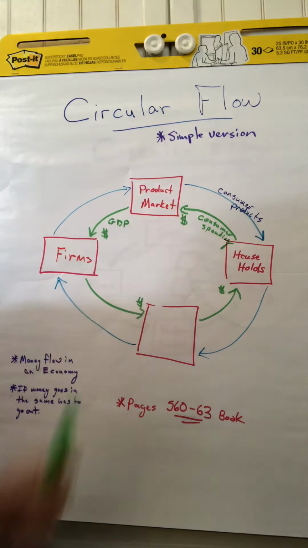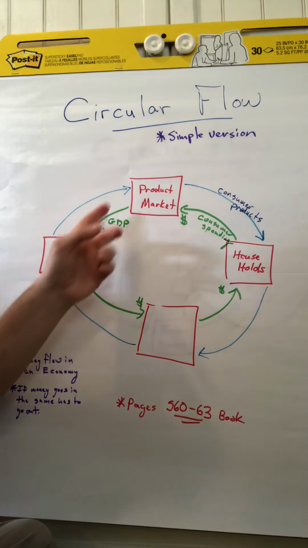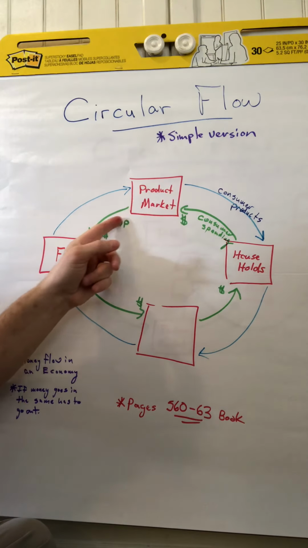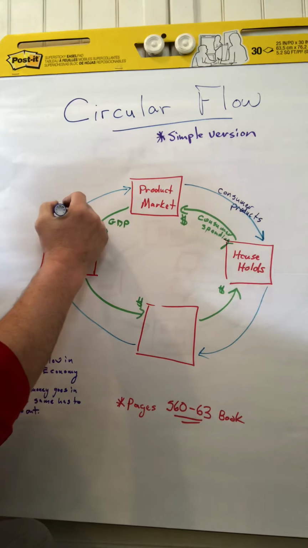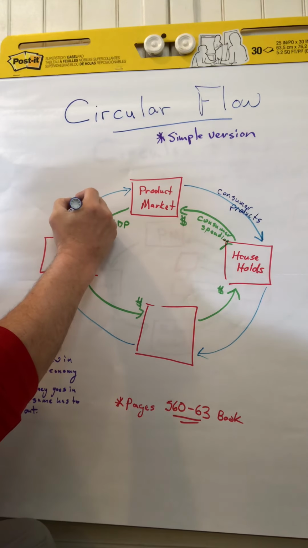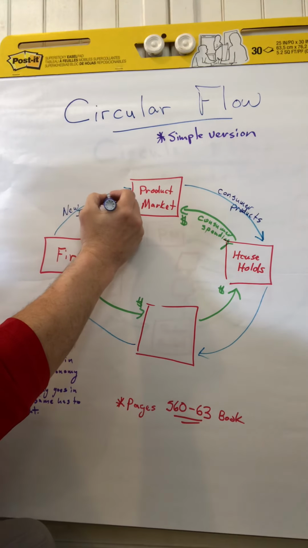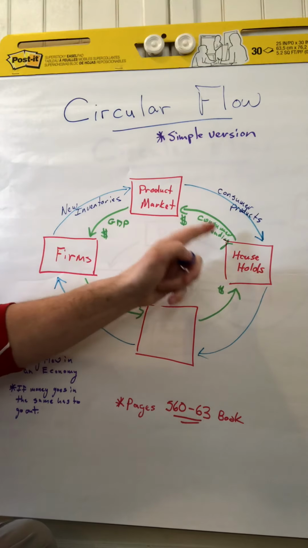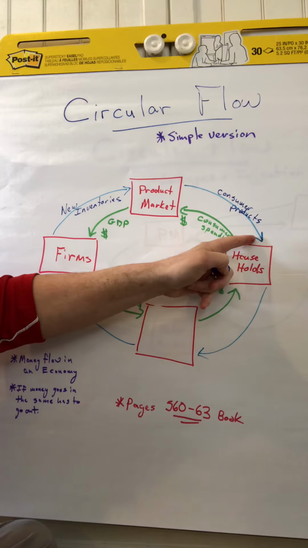Now, the product market, like we said, are the stores. The firms would be the factories and places that are actually producing the products in order to get the product to the product market. So, of course, when the product market gives the firms money, what goes back is called new inventory. So if I go buy a TV, like me as a household, I go and I spend my money and I buy a TV, I get the TV.